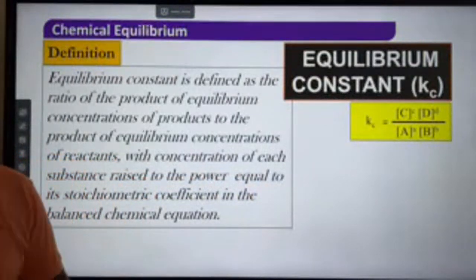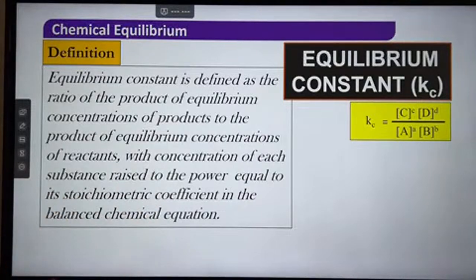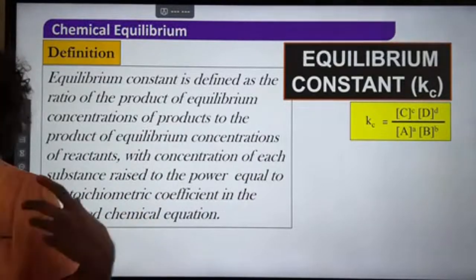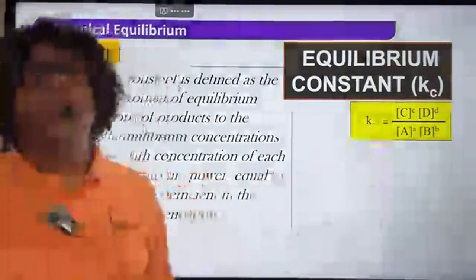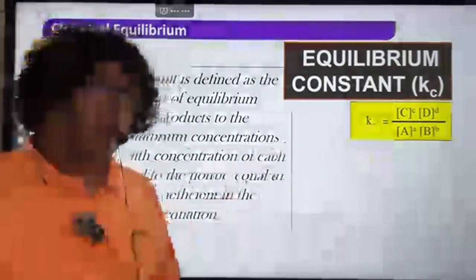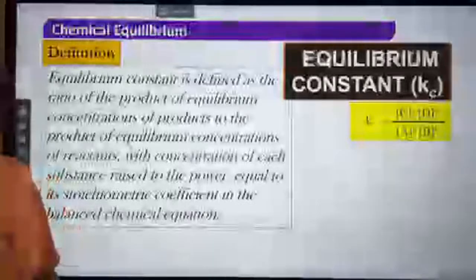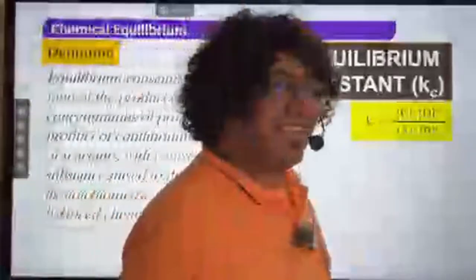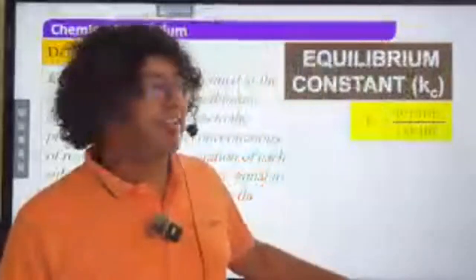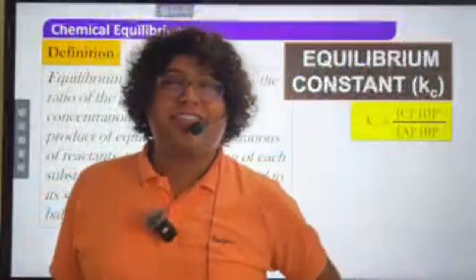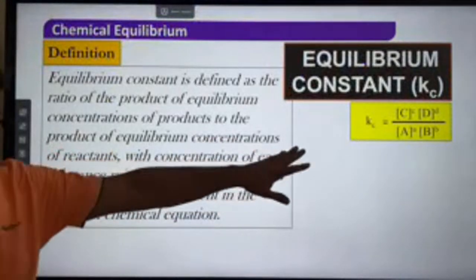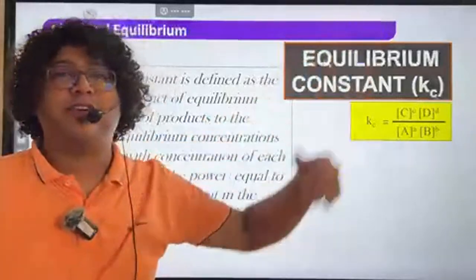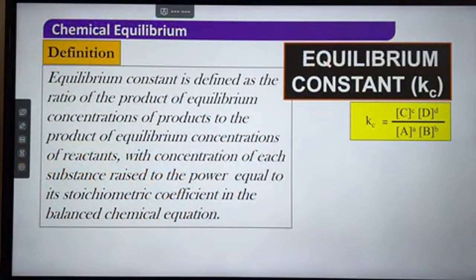Now imagine if instead of using concentrations, you are using partial pressure. Partial pressure also behaves in the same way. If you are using partial pressure, instead of Kc, it becomes Kp. In Kp, you will have partial pressures to the power of their stoichiometric coefficients, instead of concentrations.